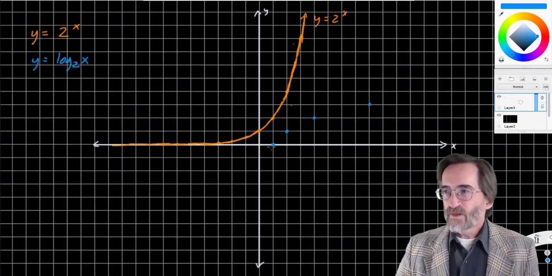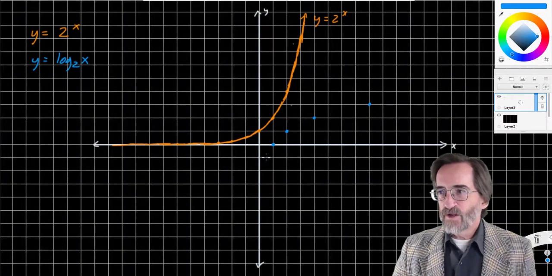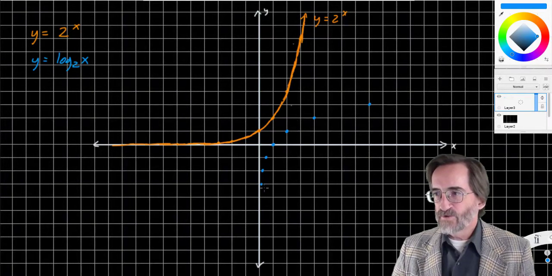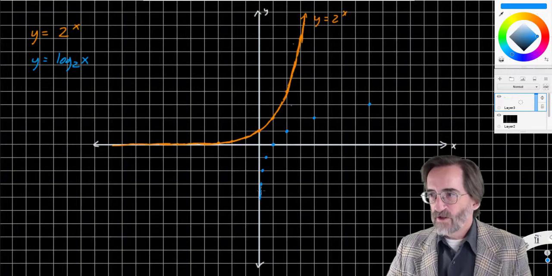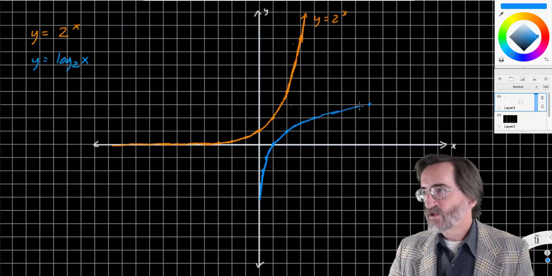Same thing down here. 2 to what power is 1/2? Well, 2 to the negative 1 power is 1/2. 2 to what power is 1/4? Well, 2 to the negative 2 power is 1/4. 2 to what power is 1/8? 2 to the negative third power is 1/8. 2 to the negative fourth power is 1/16, and so on.